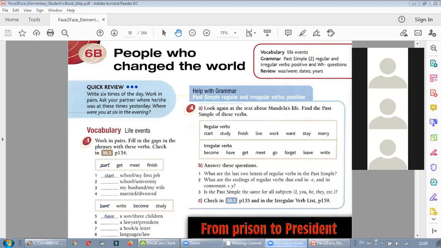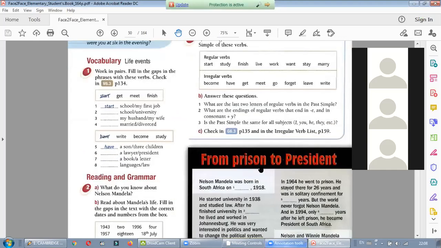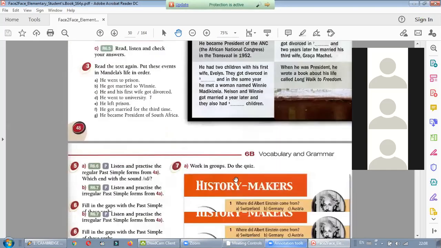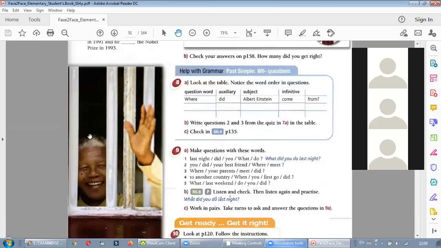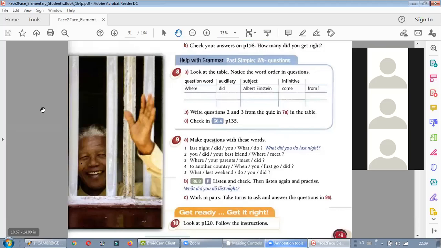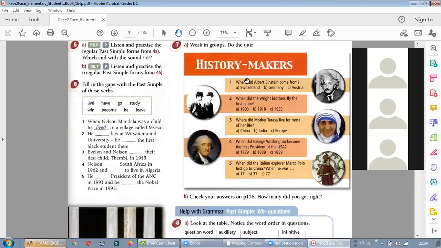So in this lesson, we will talk about Nelson Mandela. And here was his photo. Let me show you a photo. You see him? Here, Nelson Mandela. Do you remember him? Okay, so this is Nelson Mandela. Yeah, so we'll talk maybe a little bit about him, but let's start with the vocab first, and then we will talk about Nelson Mandela.